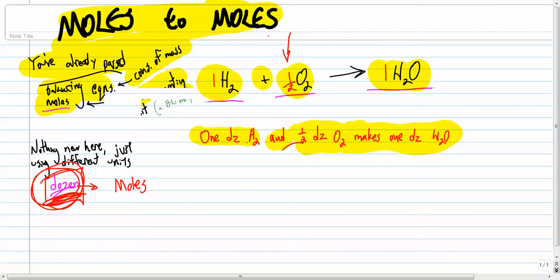In fact, it's so easy, I could just go back up into this sentence right here, and wherever I wrote dozen, I could scribble that out and put in the word moles. So let's read it now. Ooh, I shouldn't have put an S there, should I? 1 mole of H2, that's right here, and a half a mole of O2, that's right here, makes 1 mole of H2O. So that's it. That's the essence of understanding switching from moles to moles.